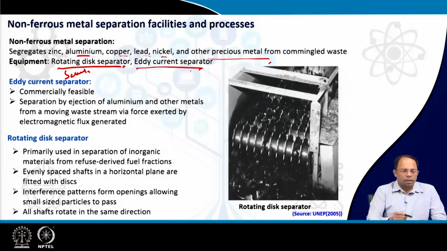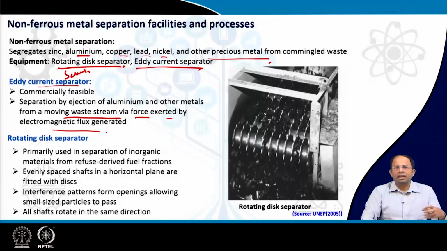current separator. Now, usually there are more costly processes, but these are not commercially feasible. But the eddy current separator is a commercially feasible process for separating metal. What it does is it ejects aluminium and other metals from a moving waste stream via force exerted by electromagnetic flux generated. Each of these metals generates different kinds of electromagnetic flux, and that is used to separate the material. Right. So, like you said, there are separate electromagnet sets, and as per each magnet different flux would be generated and that will separate different kinds of material.